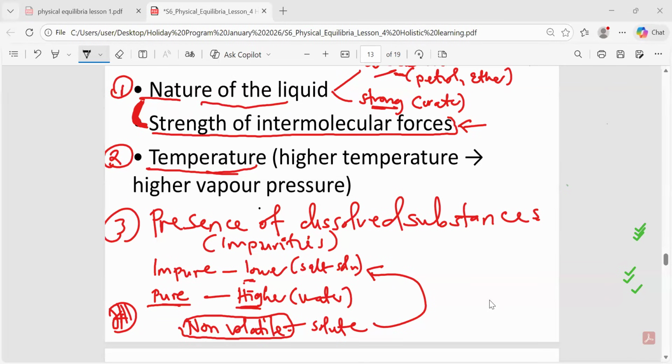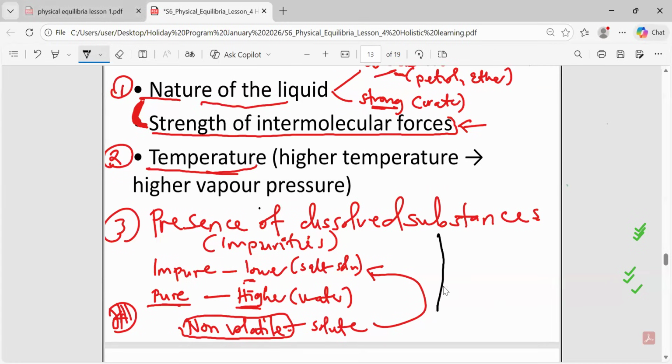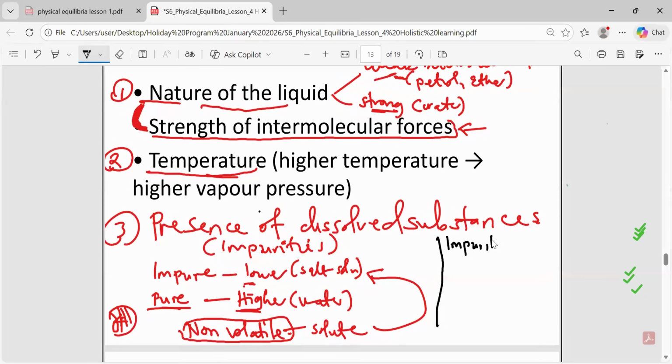Actually, look at what you have explained already. You're saying that if there are impurities, these impurities lower the what? The boiling point or even the vaporization, isn't it? Are we saying that? Now, if they lower the vaporization to take place, what does it mean?